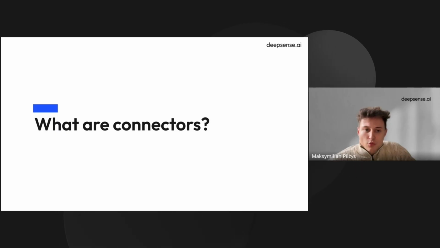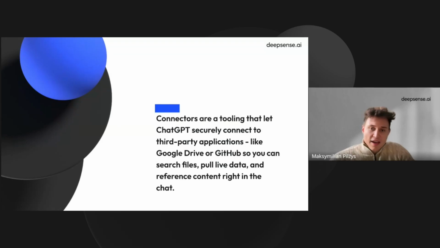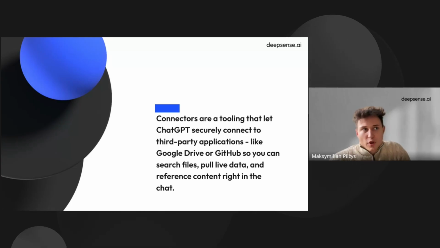So what are connectors? In one line, a connector is a secure bridge, so ChatGPT can use real tools and real data from our apps. We can think about searching a folder, querying a database, or sending an email without leaving ChatGPT. After we connect it, ChatGPT is much more powerful than without that.